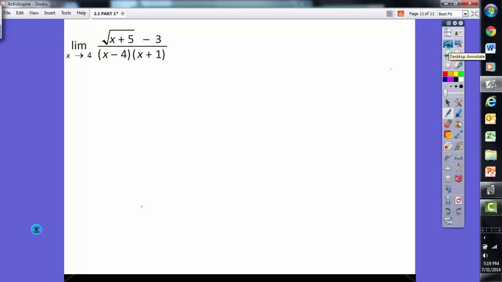So again, you see if you plug in 4, we're going to end up with 0 over 0. So we have to do something to fix that. Now, whenever you have a radical like this, you want to multiply by a conjugate. Remember, the conjugate means you change this sign. So we're going to multiply by the square root of x plus 5 plus 3 over the same thing. Multiplying by 1, so we're not changing anything.